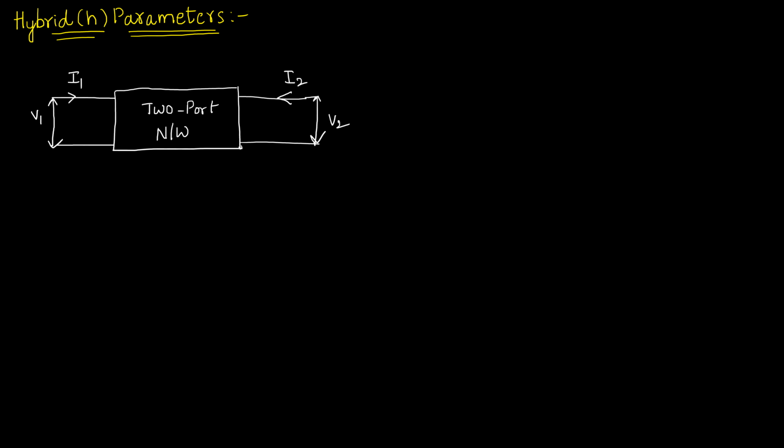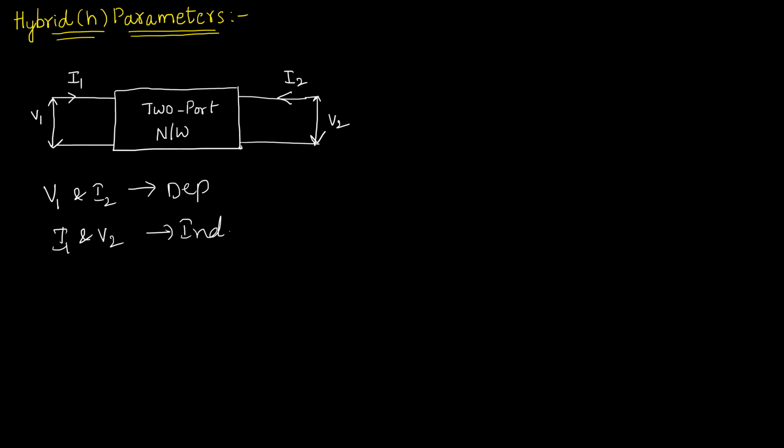In this hybrid parameters concept, one port voltage, let us say V1, and the other port current, that is I2, will be considered as dependent variables, and these are going to be expressed in terms of input port current and output port voltage. These are known as independent variables. So we express first port voltage and second port current in terms of first port current and second port voltage. That's why these parameters are called hybrid parameters.